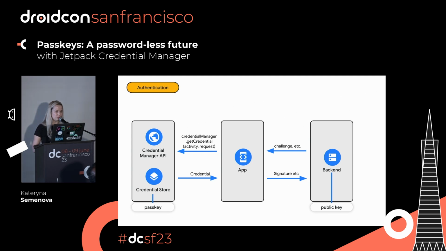Let's look at how users can then use this passkey for authentication. Basically, it's the same flow. Your application just needs to use Credential Manager's API to get credentials, and then once it gets them, it sends them to the server, validates them on the server, and authenticates users successfully.